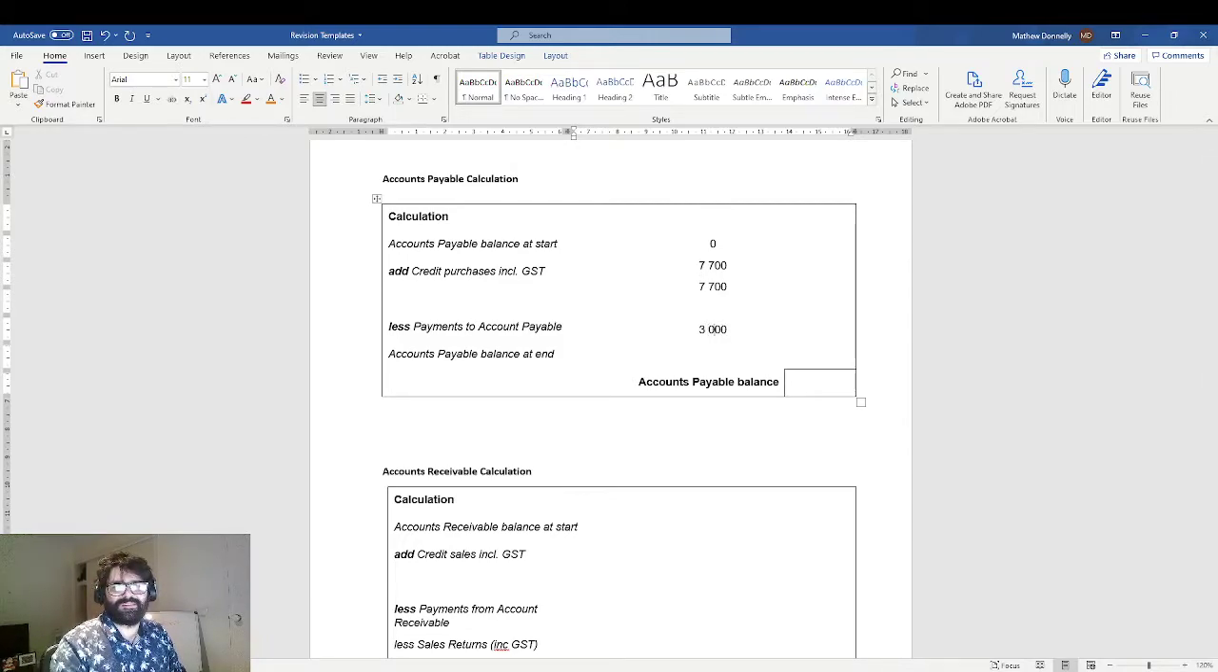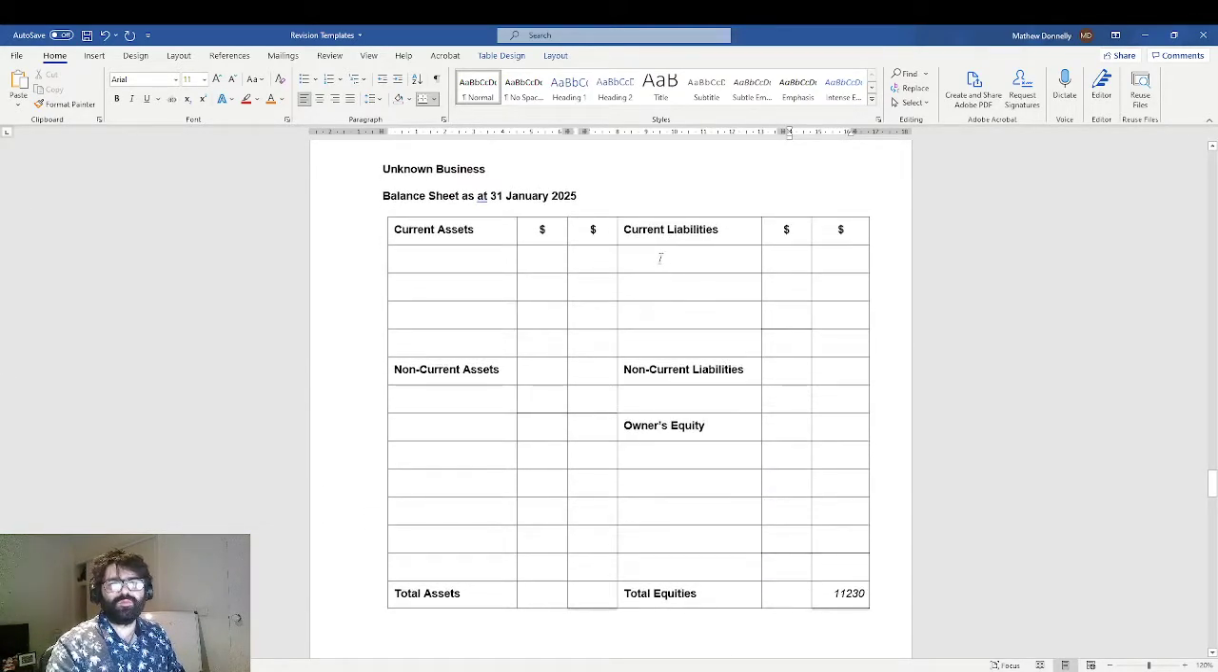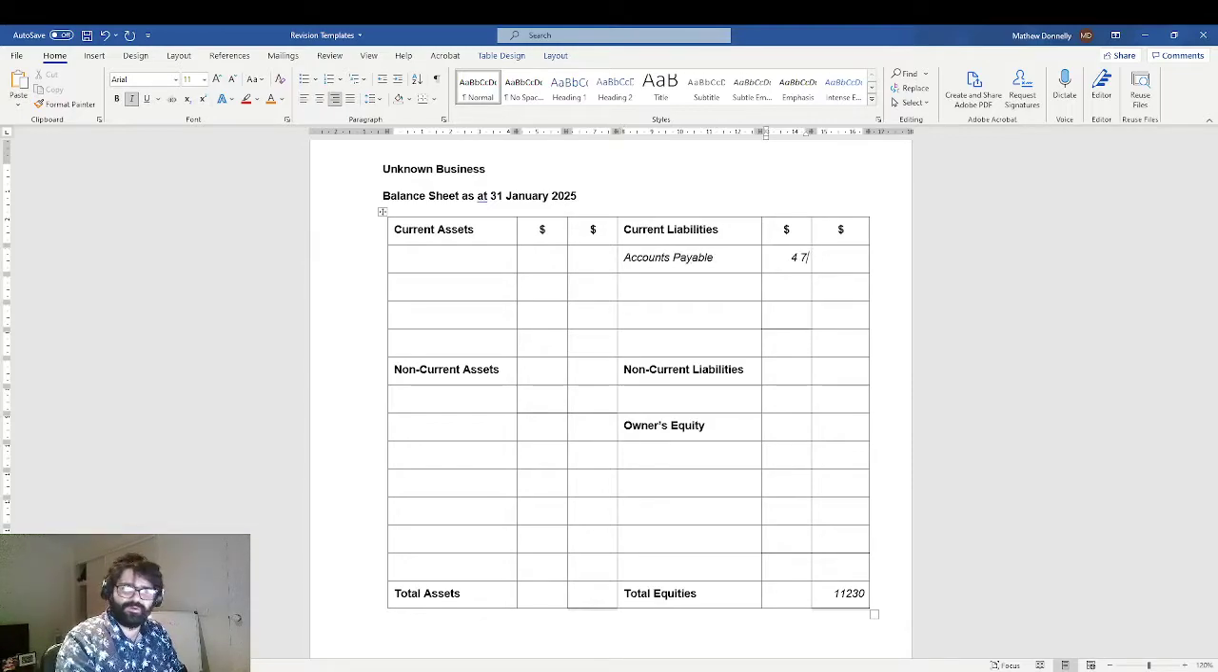We see that it doesn't line up, but the general idea makes sense. And that would be our accounts payable balance at the end, and it should be 4,700. Accounts payable 4,700. We need to pay it back, so it is a liability. Let's put that in now. Accounts payable 4,700.